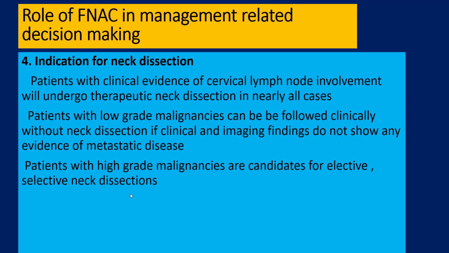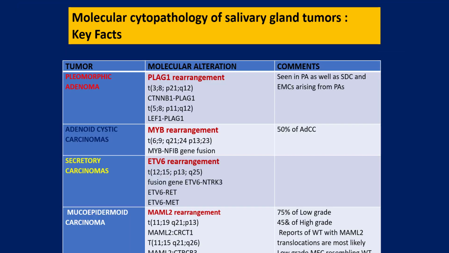And of course, the indication for neck dissection: patients with clinical evidence of cervical lymph node involvement will undergo therapeutic neck dissection. In nearly all cases, patients with low-grade malignancies can be followed clinically without a neck dissection if clinical and imaging findings do not show any evidence of metastatic disease. Patients with high-grade malignancies are candidates for elective and selective neck dissections, as we have mentioned before.